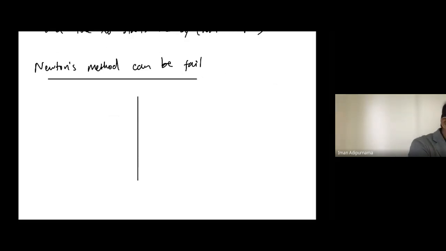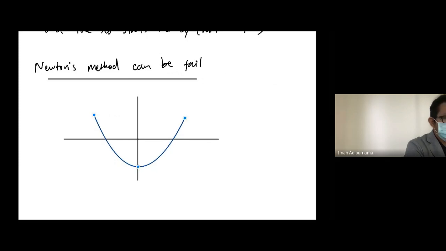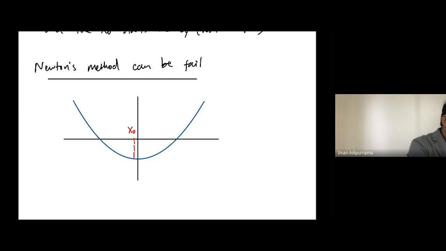For example, let's say this is the function, the curve, and maybe it's around here, or maybe here, to take the obvious part, maybe the x0 here. If I take it to the curve, the tangent will be too far, too far.